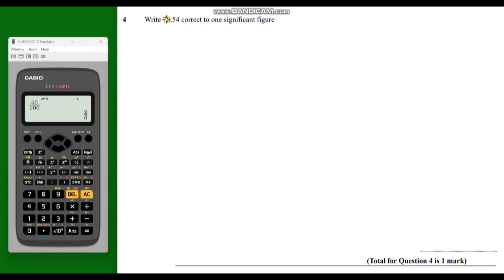Question 4. Write 78.54 correct to one significant figure. So let me just write down the number down here.